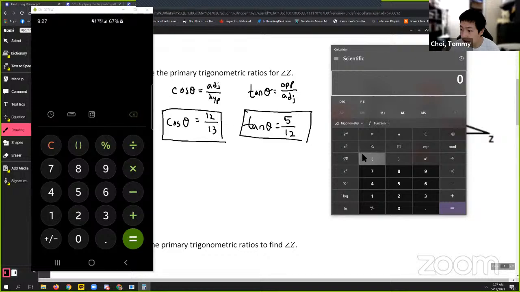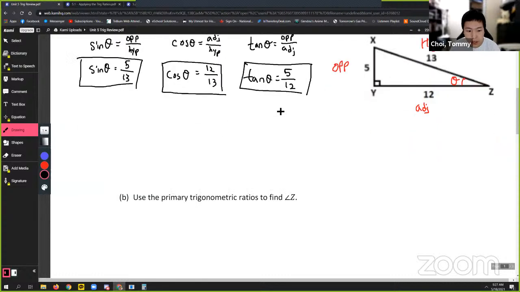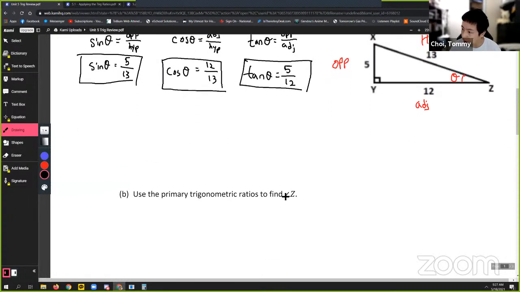So these are the 2 calculators we're going to be using to identify how to calculate these values. So when it says to use the primary trig ratios to find angle Z, it is asking us to solve for theta. We need to figure out what theta is. And how do we do that? Well, we know in math, everything has an opposite operation, right? So we know the opposite of addition is subtraction. We know the opposite of multiplying is division. We know the opposite of squares are square roots, right? We have all these opposites in math. So there is an opposite for sine, cosine, and tangent.